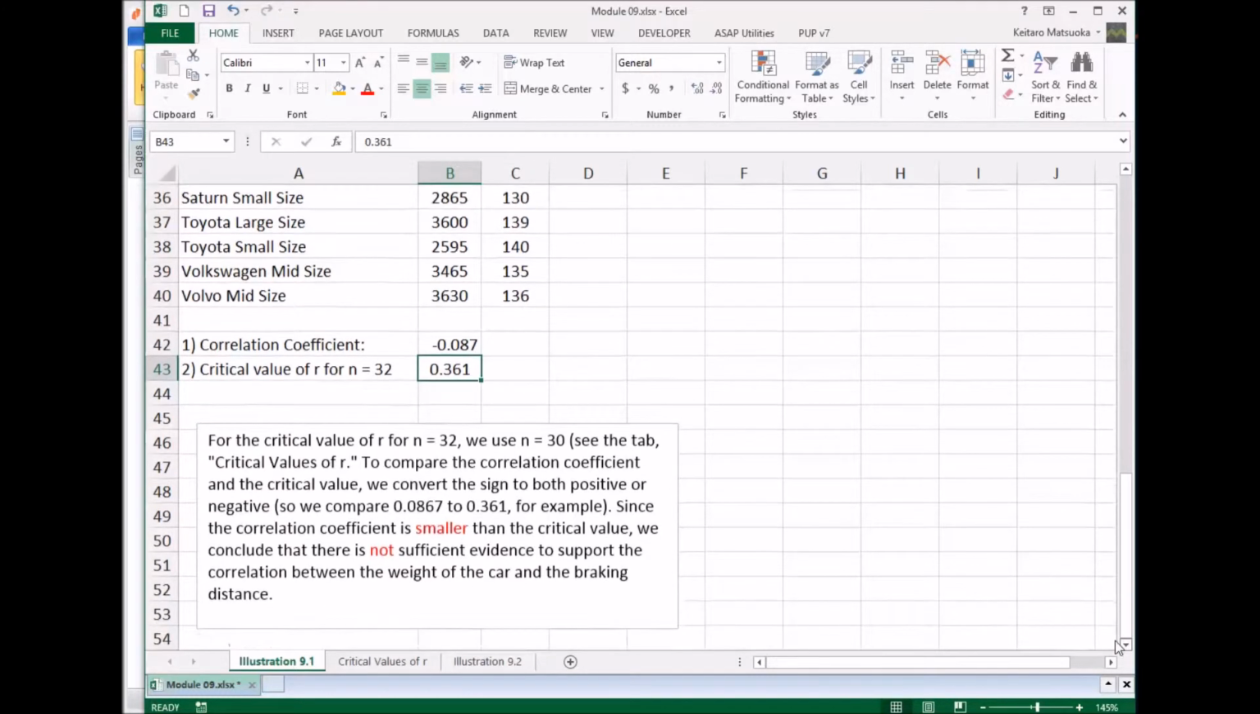What that means is that based on this data, there's really no correlation between the weight of the car and the braking distance. So it seems to mean that the heavier the weight, it doesn't necessarily mean the braking distance is greater. So that's how you can use correlation coefficient calculation between two variables. That's the first part of this module.